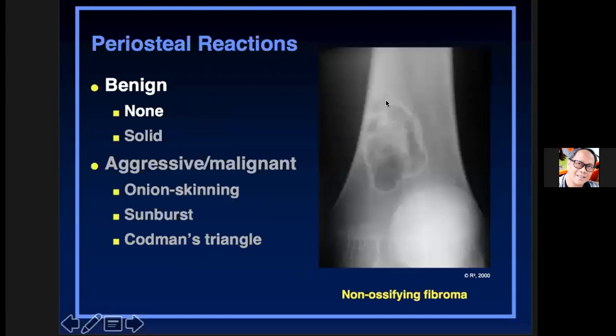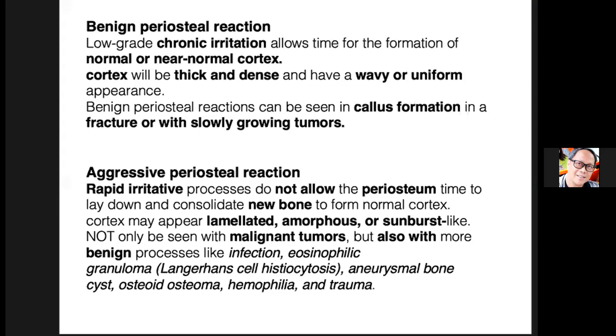So again, to differentiate, this is obviously a geographic pattern. This is a non-ossifying fibroma. The benign periosteal reaction implies a low-grade chronic irritation, and it allows time for the formation of normal or near normal cortex. That's why you may have layered but intact cortex overlying the lesion. They can be wavy, they can be uniformly dense, but again, the common denominator is you have an intact cortex.